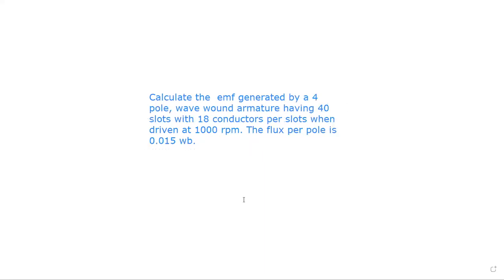Calculate the EMF generated by a 4-pole wave wound armature with 40 slots and 18 conductors per slot when driven at 1000 RPM. The magnetic flux per pole is 0.15 Weber. You can write down the question, then we are going to go ahead with the solution.